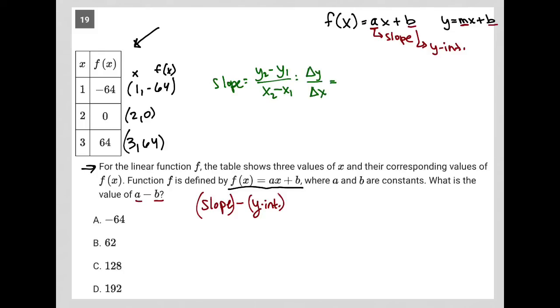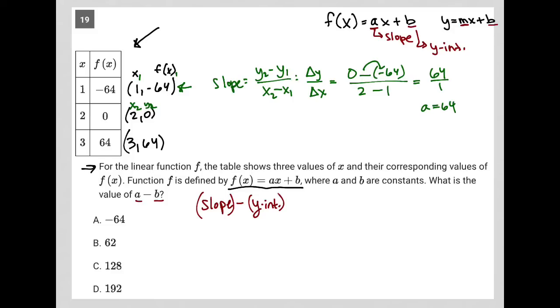So I can just use 2 points here. I'm going to use the first two. So my x1, and we'll call that y1, and x2 and y2. So I would have 0 minus negative 64 for my numerator, and 2 minus 1 in my denominator. So I'd have 0, negative times negative is positive, so I'd have 64 here over 1. So my slope is 64, which means a is equal to 64.